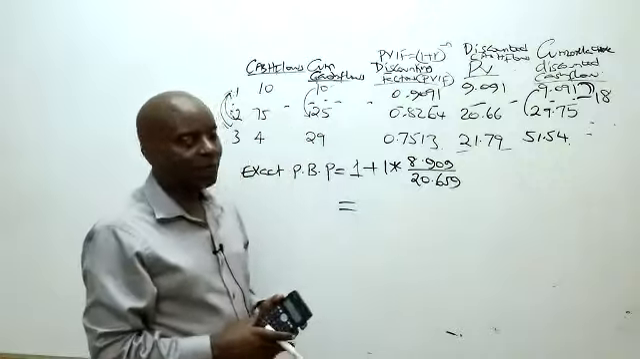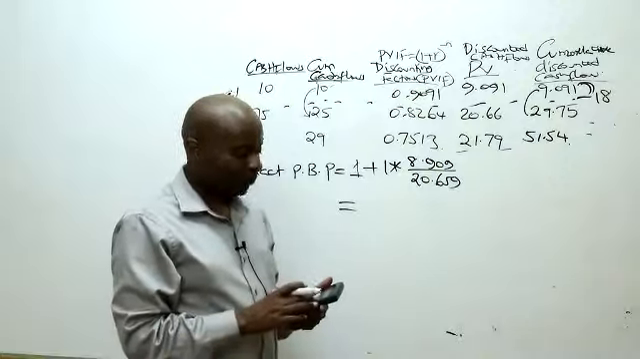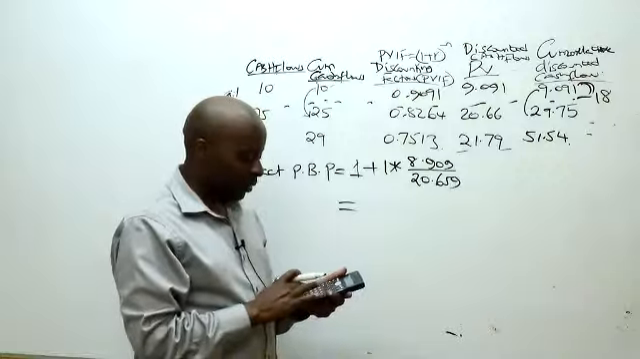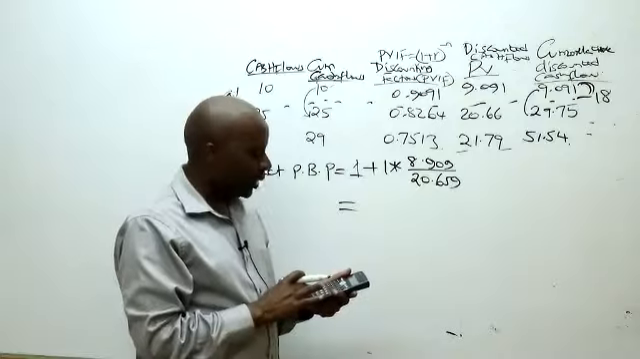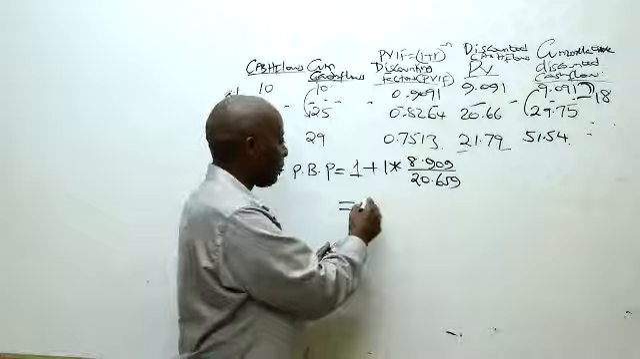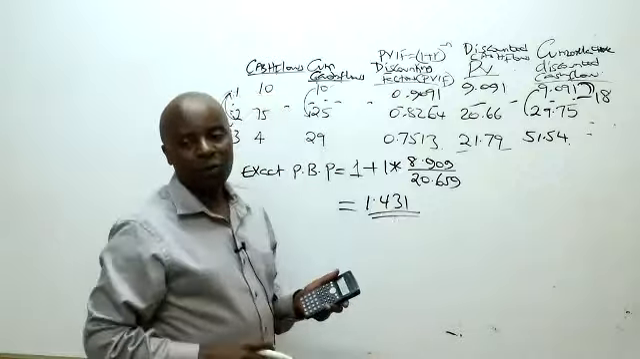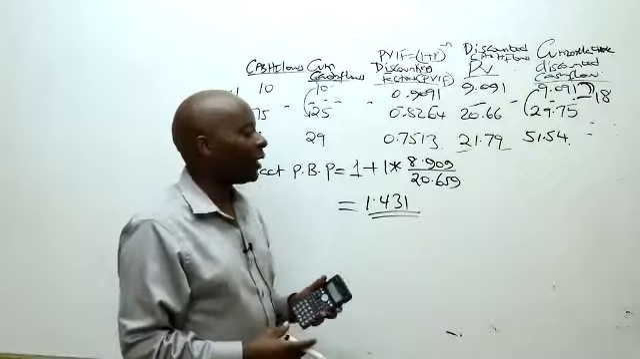What will we get at the end of the day? We have there 1 plus 1 times 8.909 divided by 20.659, which will end up giving us 1.431. Is there anybody who has that kind of an answer there? Phoebe, thank you very much.